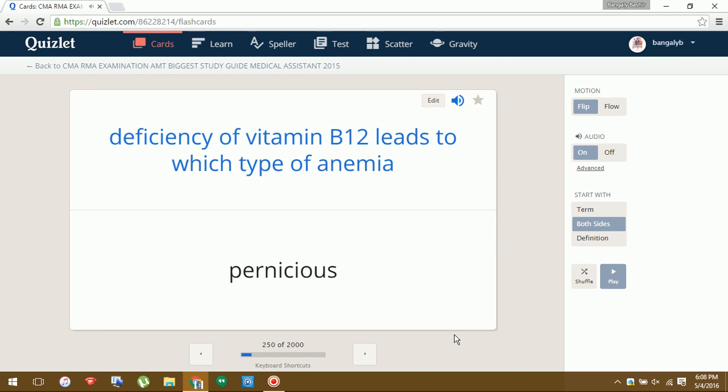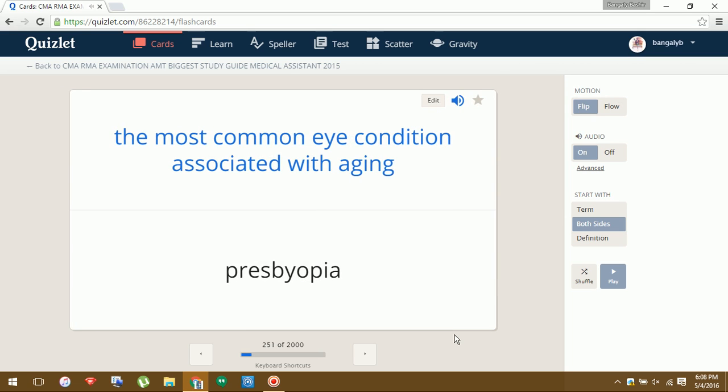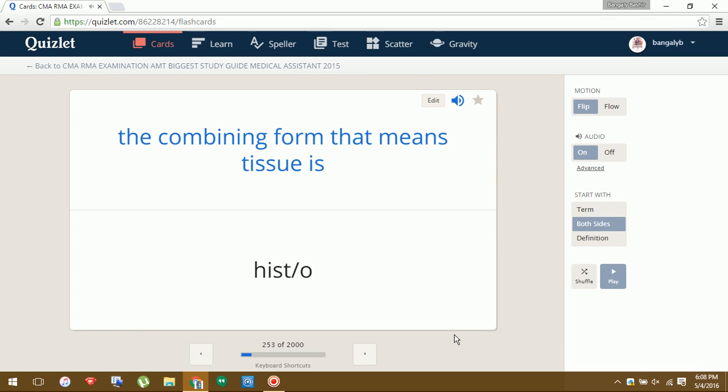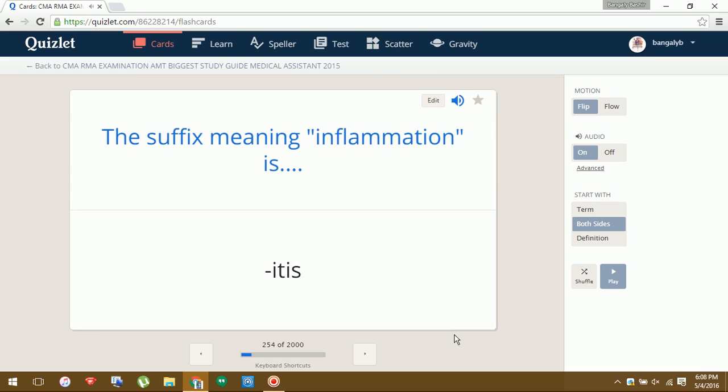Deficiency of vitamin B12 leads to which type of anemia? Pernicious. The most common eye condition associated with aging. Presbyopia. The combining form that means red is erythro. The combining form that means tissue is histo. The suffix meaning inflammation is itis.